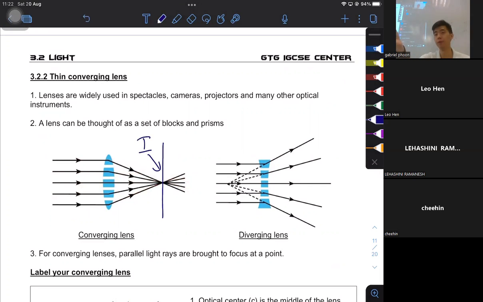That's why if you put the projector a little bit further back, it won't be as clear anymore, and if you put it closer, it won't be as clear anymore. But when you tilt that adjustment thing, it can be clear and blur yet again. For converging lenses, parallel light rays are brought to the focus of exactly a certain point. This point here, guys, is what we call the focal point. By definition, this is a very important term, the focal point is where all the light rays are supposed to converge.